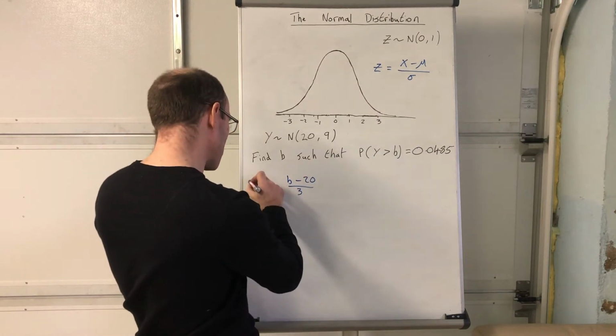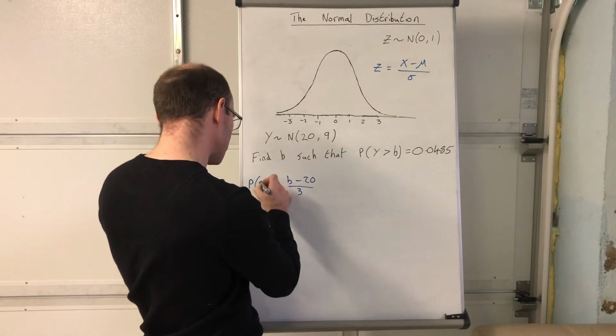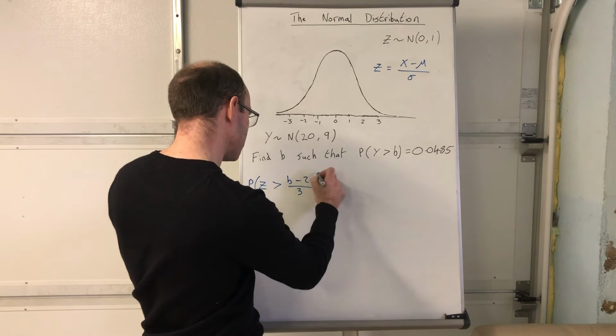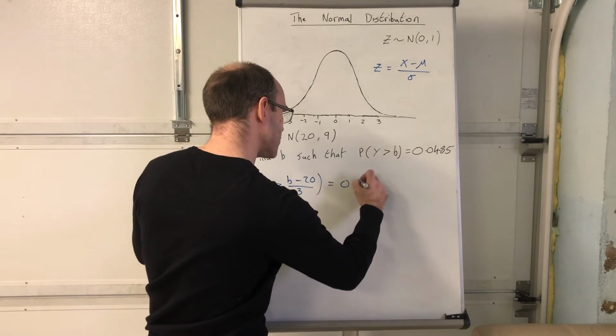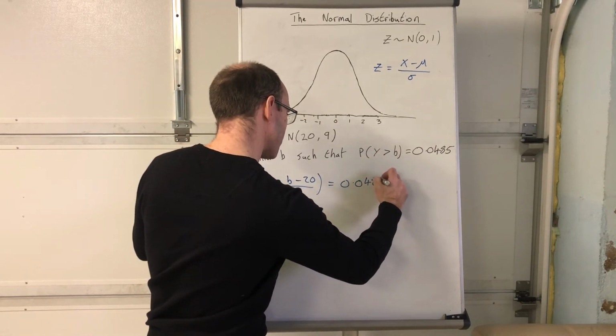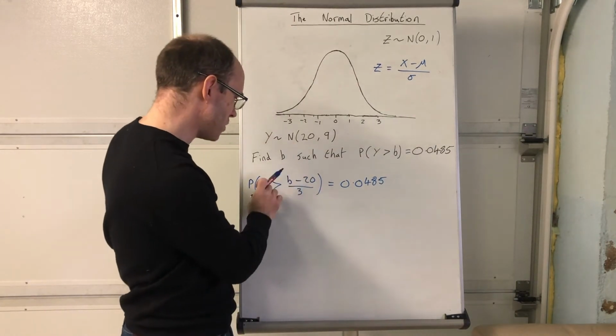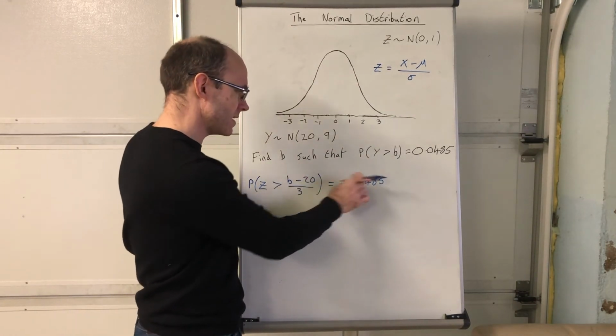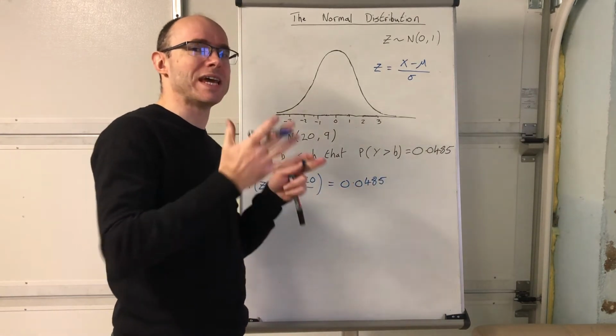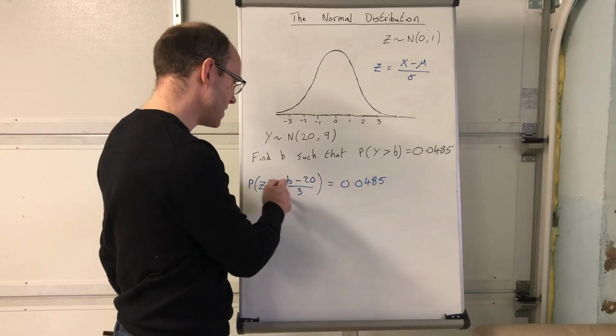So I'm just going to rewrite the question. So we're going to find the probability such that z is greater than this, is 0.0485. I probably didn't make sense there, so I'll just say it again. We want to find b such that the probability of z being greater than this is that. So that's how you reword the question in this case. That's how you get the z in it.